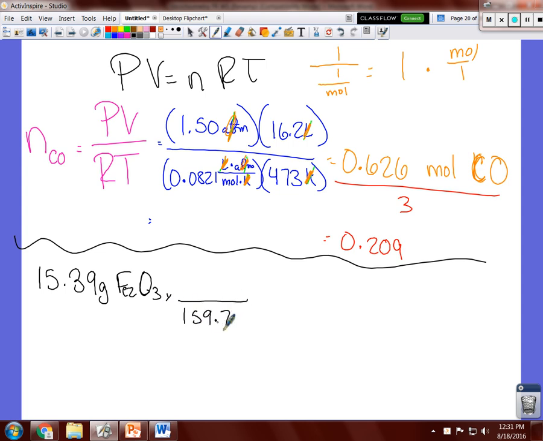159.7 what? I just want to make sure it was 0. And that's going to give me a certain number of moles. Dusty, you got that? Or Chance? Yeah, 15.39 is your original mass. So that right there, that's right. Is it 0.0 first of all? 937. Because you're right, it is 4 sig figs. 0.0937 moles of Fe2O3.